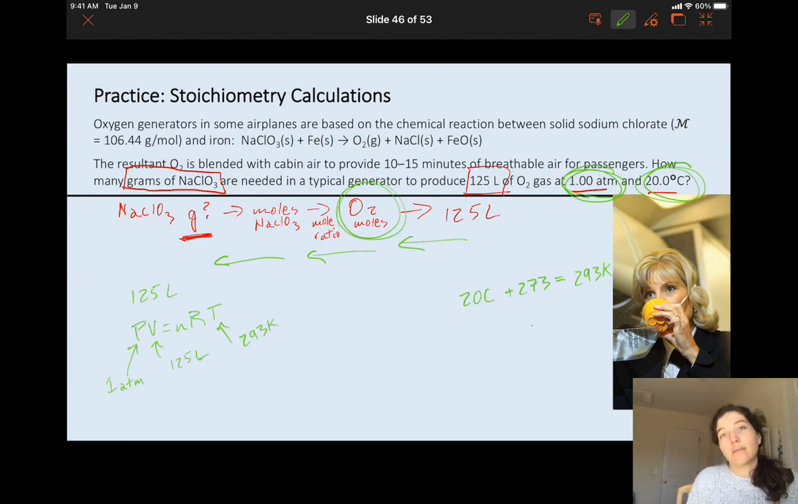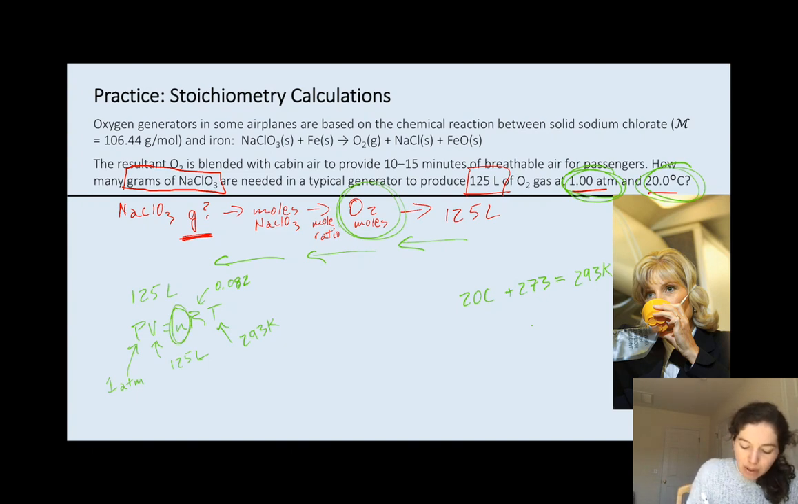And we know our gas constant because that's a standard number that never changes. It's always the same thing. So this is 0.082, I believe. So that allows us to get to moles. So we can literally just plug all these numbers in. 1 ATM times our volume, 125 liters. We're solving for moles. This is going to be over our R, 0.082, times our 293 Kelvin.